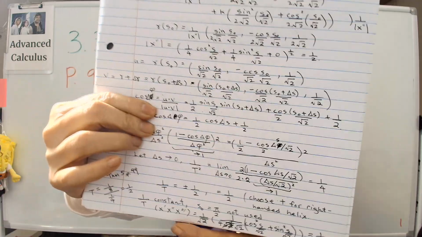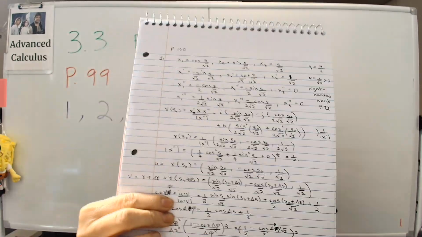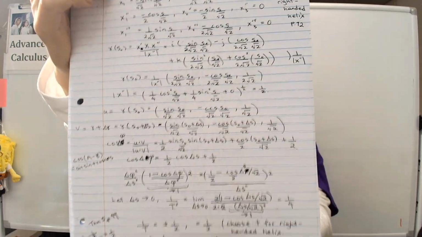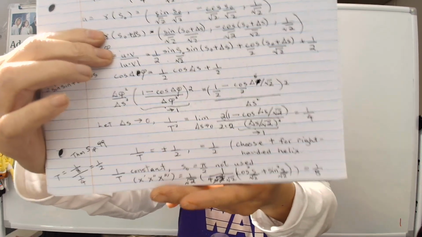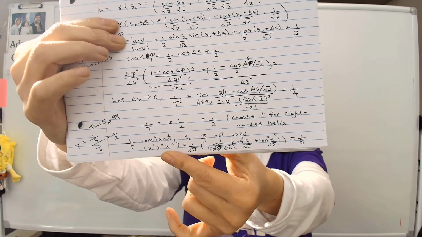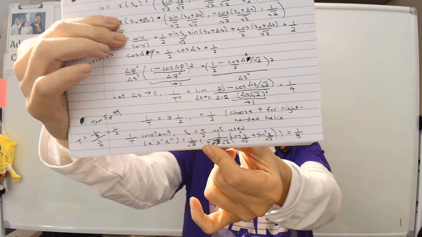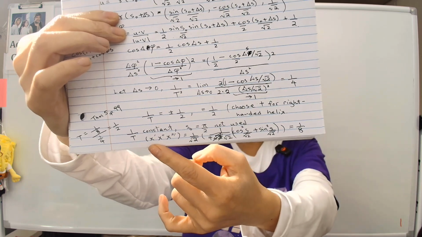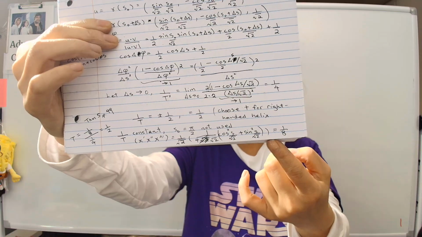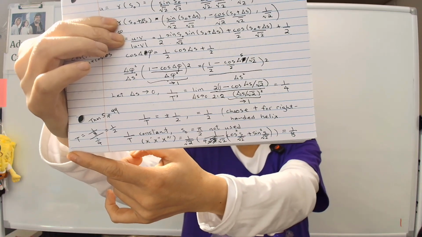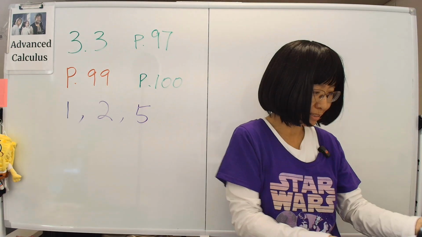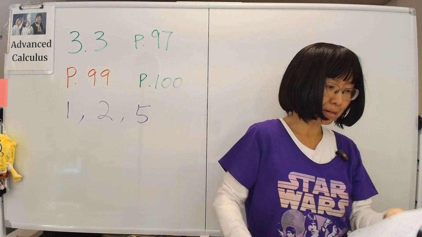That means it's a right-handed helix. That's what it says on page 72 if you want to look at the details, something about right-handed. Eventually we got 1 over t is some kind of constant. Then we calculate this value, and calculating t over here, after some calculations, you can come up with the right answer.